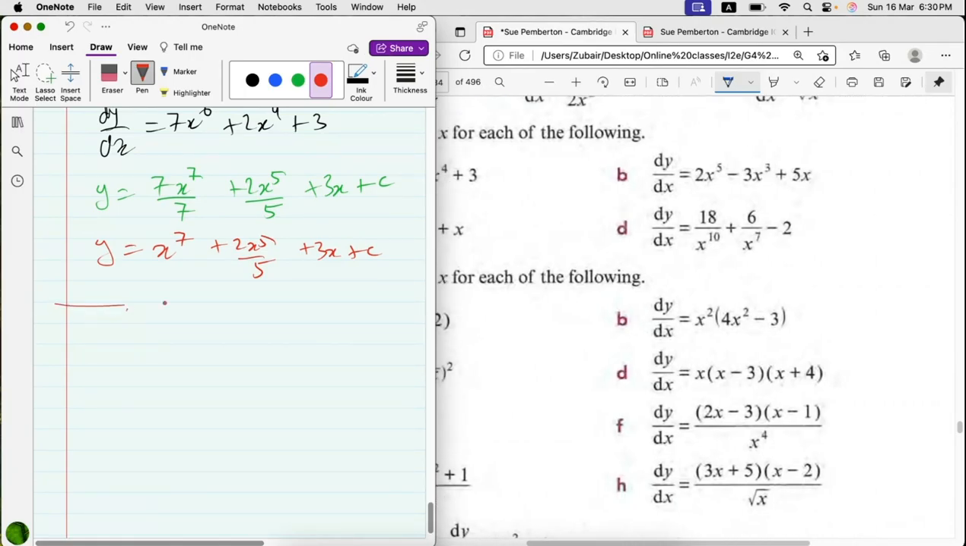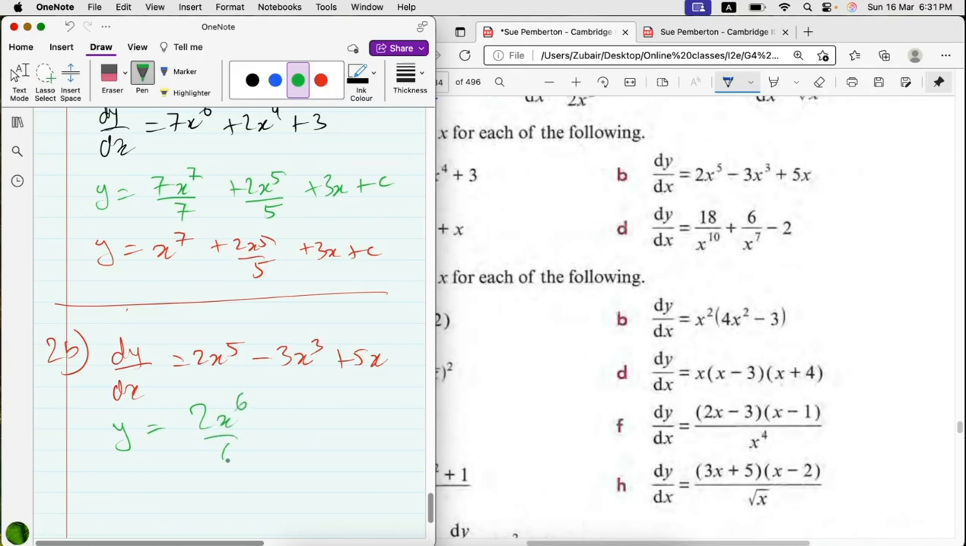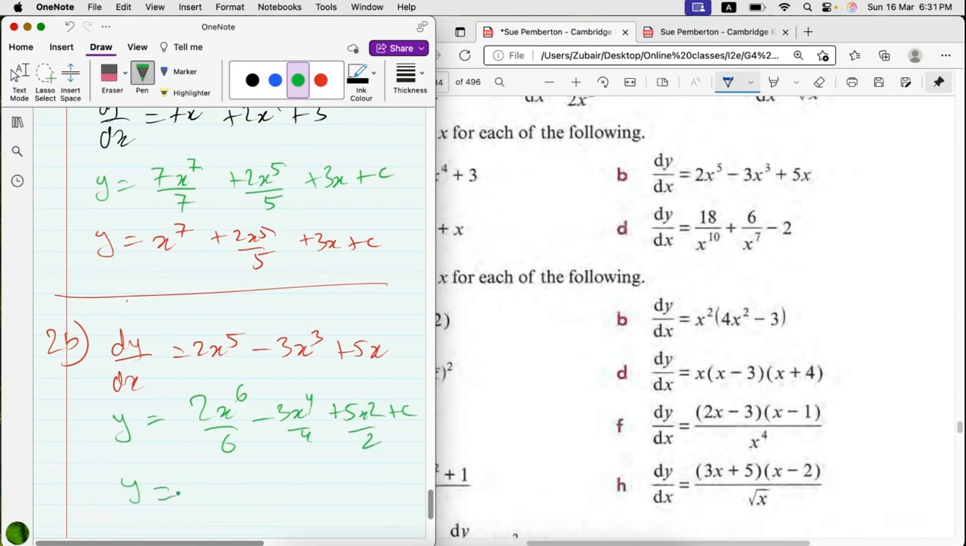Yeah, we'll do all these four. dy by dx is equal to 2x to the 5 minus 3x cubed plus 5x. Dictate to me. It would be 2x to the 6 over 6 minus 3x to the 4 over 4 plus 5x squared over 2. Correct. Plus c. And now just the simplification.